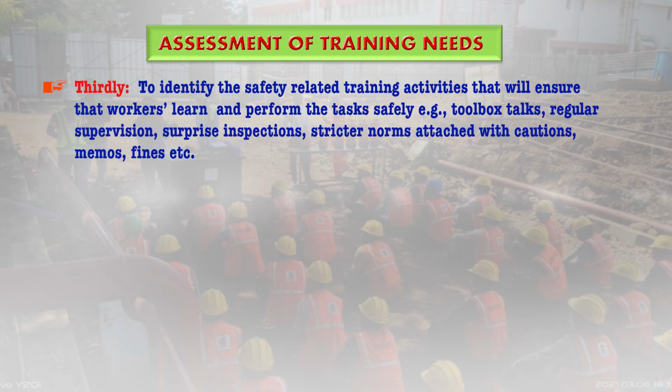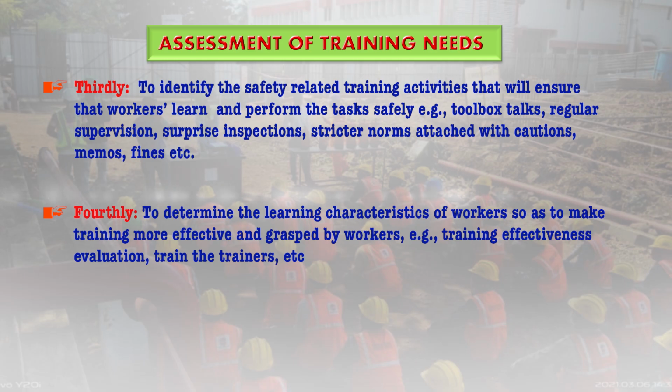Furthermore, the third main assessment type is to identify the safety related training activities that will ensure that workers learn and perform the task safely. That is by means of toolbox talks, morning meetings, regular supervisions, surprise inspections, or maybe giving away memos or fines, etc. Fourthly, to determine the learning characteristic of the workers so as to make training more effective and grasped by the workers. That is, the training effectiveness evaluation is part of this assessment.